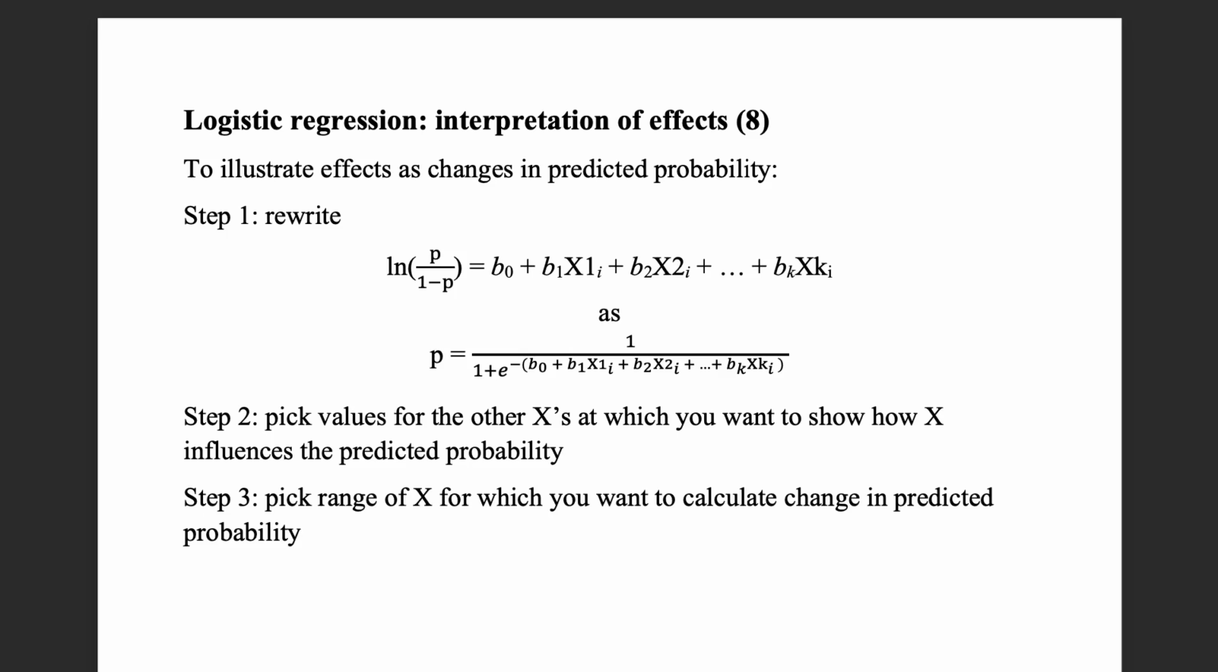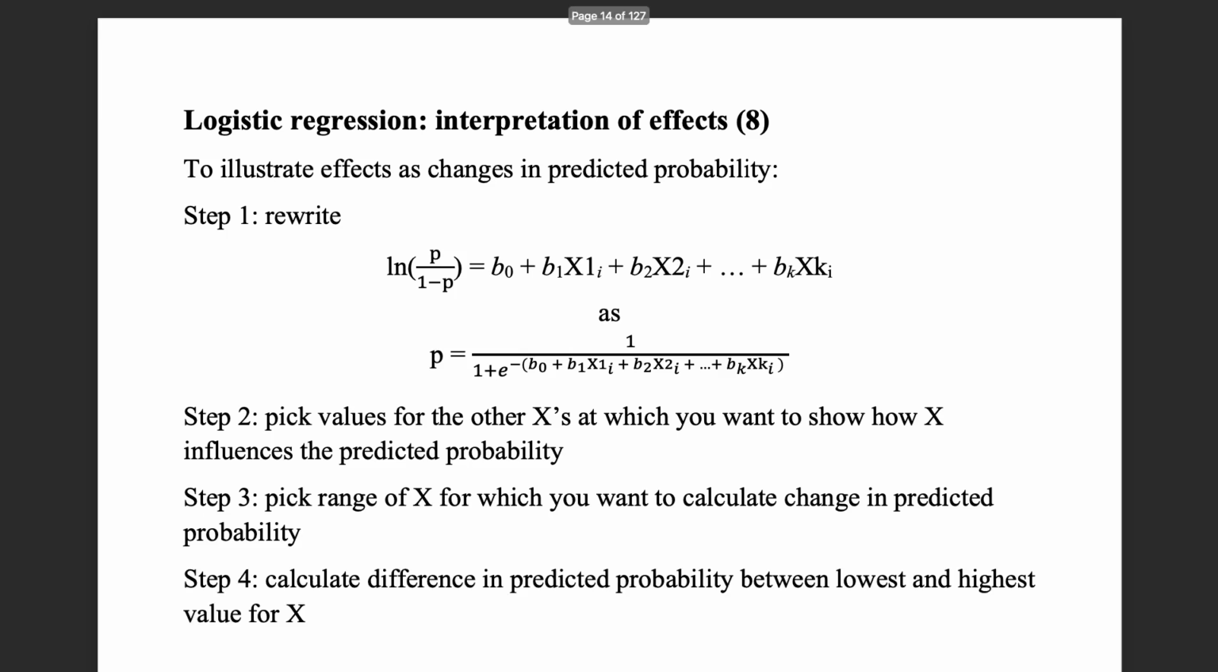So for instance, you could say, well, maybe I'm going to look at the effect from the lowest observed value on x to the highest observed value on x, or from one standard deviation below the mean value on x to one standard deviation above the mean value on x. Now, all of those are possible. It depends really on how you want to show the effect, but you need to pick a range for your x variable so that you're able to show, well, okay, from here to here on the x variable, this is how the predicted probability on my y variable changes.